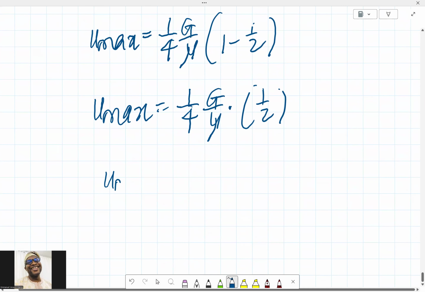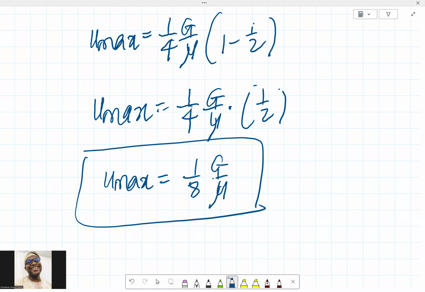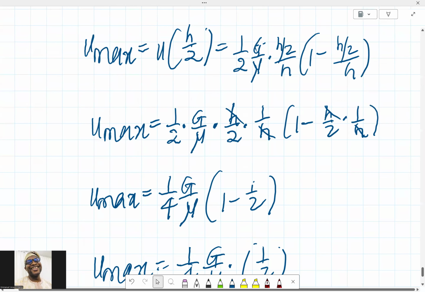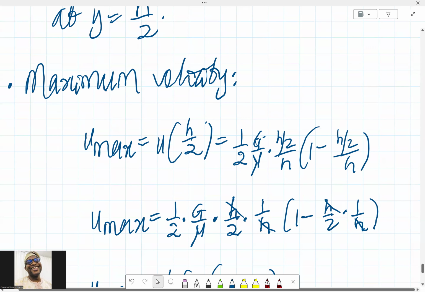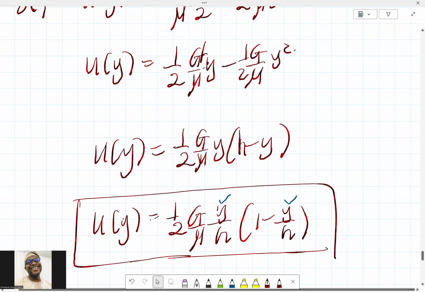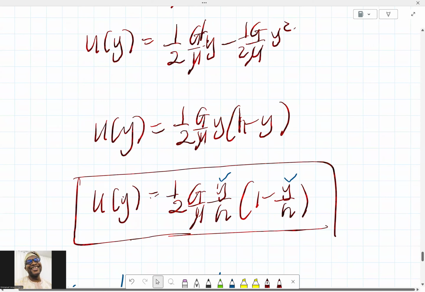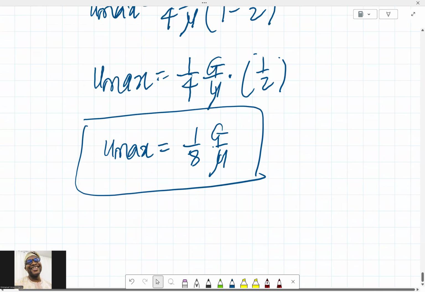So we have u max. The maximum velocity is now 1 over 8, because 4 times 2 is 8, times g over mu. And that is the maximum velocity of the flow. Hope there's no h missing. I just have a feeling there's an h missing somewhere. I don't know why. Guess we are good. h over 2, and h cancels out in each case, so we are good.